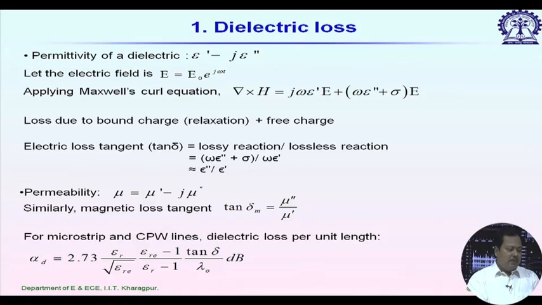So, similarly, we can define magnetic loss tangent. The procedure is very similar, and we will represent it in this case as tan delta m. This is equal to mu double dashed by mu dashed, but most of the materials are not magnetically susceptible. So, we can simply neglect this tan delta m part for most of the materials, unless we are considering materials like ferrites, iron or nickel.